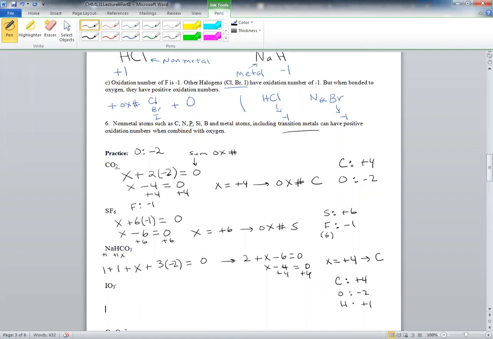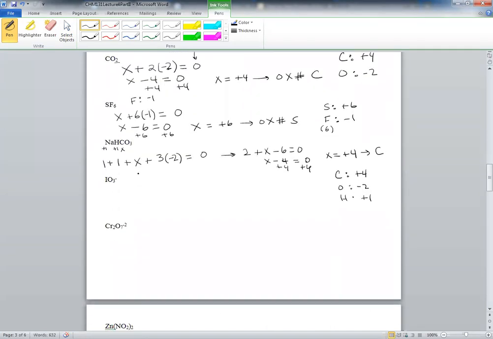of -1 normally, but if they are bonded to oxygen, they can have positive oxidation numbers. So in this case, we have oxygen. So again, you set up your sum of oxidation numbers. What is this? If you can see it, it's a -1. So that's the sum. It's a -1.